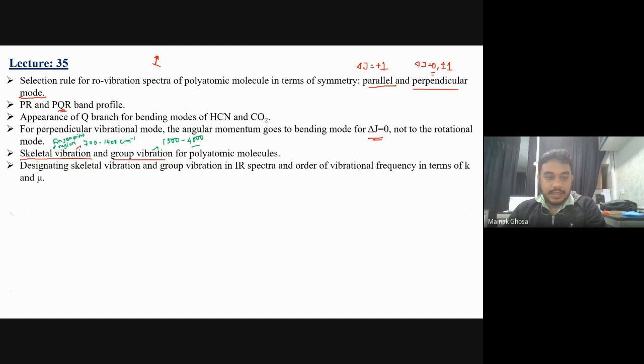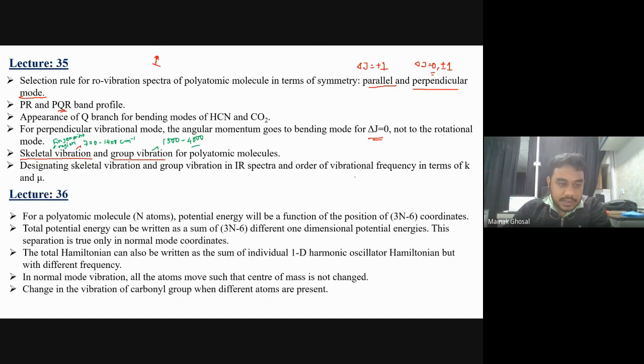In the next lecture, lecture number 36, which was taught by Professor Anirban Hajra, he introduced the concept that for a polyatomic molecule of n atoms, the potential energy should be a function of 3n minus 6 coordinates. So for the nonlinear case, I am writing it. The potential energy can be written as a sum of 3n minus 6 different one-dimensional potential energies, and this is true only in normal mode coordinates.